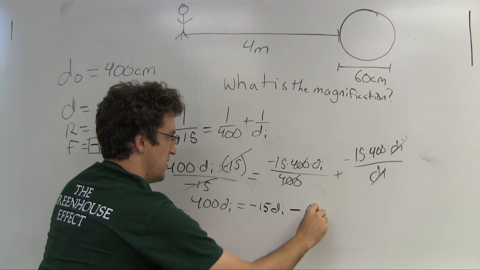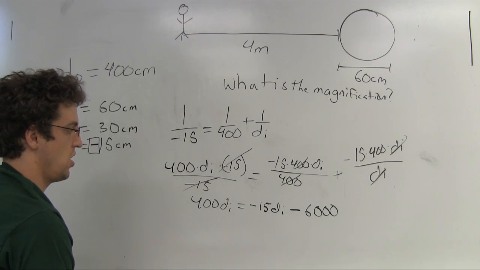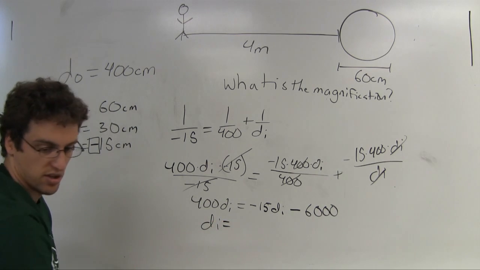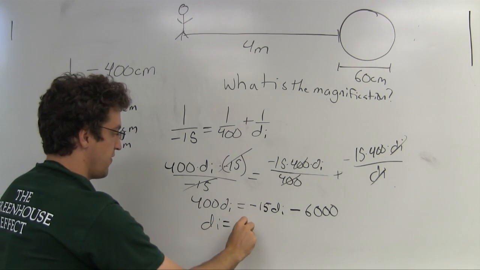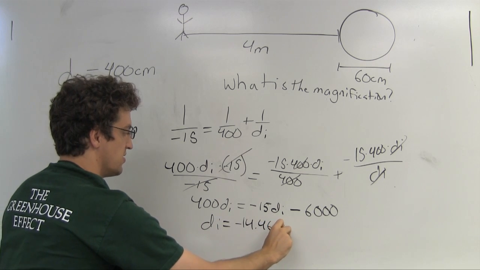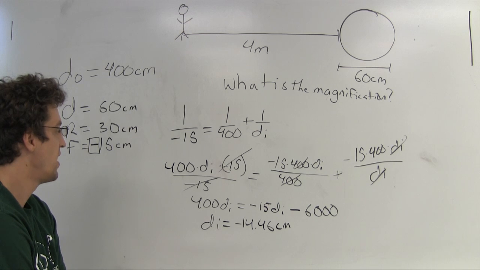minus 6,000. We then solve for d_i, and we get that d_i is equal to negative 14.46 centimeters. Once we have that, though, that is not our answer, but we are only one step away.